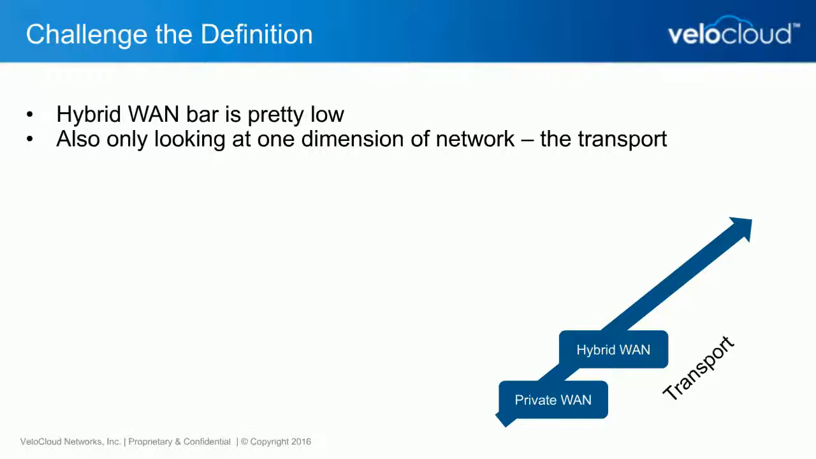So in today's webinar, I really want us to challenge this definition. I think, first of all, the bar to be a hybrid network is way too low. All right, so we'll cover what this is and what it's lacking. While it's definitely a step up from a purely private network, I think there's lots of room for improvement, and that's what SD-WAN can do for a hybrid network. And then secondly, looking more broadly, this definition is too limited by just looking at the transport, which is only one aspect of the wide area network. So we'll look at expanding the definition of the hybrid network.